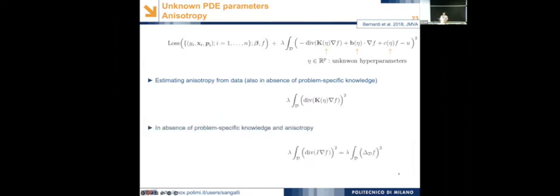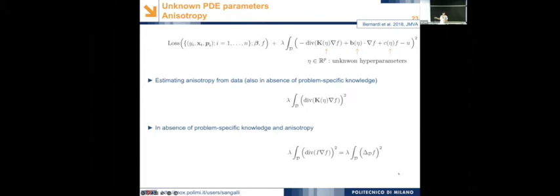In absence of any problem-specific information and in absence of any apparent anisotropy in the data, then, of course, we would choose as a diffusion tensor the identity matrix, and we would penalize the estimation function with a simple isotropic and stationary diffusion operator, the Laplace or Laplace-Beltrami operator, which simply measures the curvature of the function f over the domain over which it is defined.